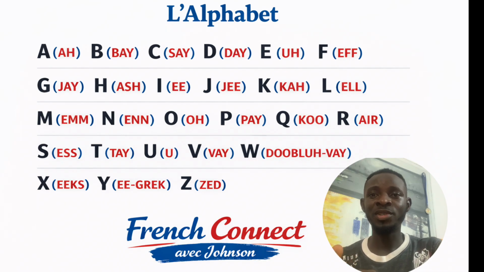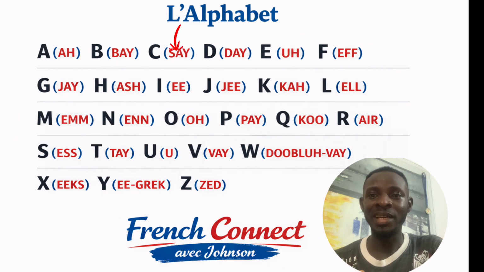Now, the first we have A. A. That's letter A. Then we have B. B. That's letter B. The next we have C. Répétez. C. That's letter C.